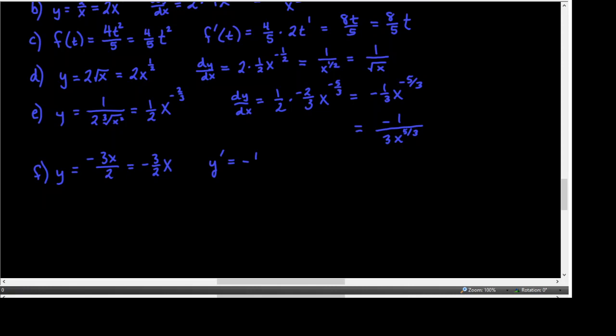So the derivative of the function we have is going to be the constant (-3/2) times the derivative of the function. The derivative of x is 1, and so the derivative of our function simplifies to be (-3/2). All right.